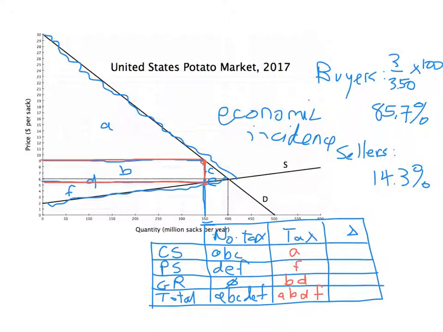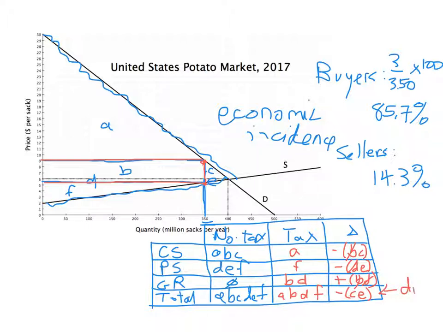And let's see who wins, who loses. Consumers lose area BC, producers lose area DE, and the government, taxpayers at large, citizenry at large, gains the ability to spend BD, hopefully on useful projects. And when we net all that out, we see that negative B, positive B, they cancel out. Negative D, positive D cancel out. We're left with negative CE as the dead weight loss.